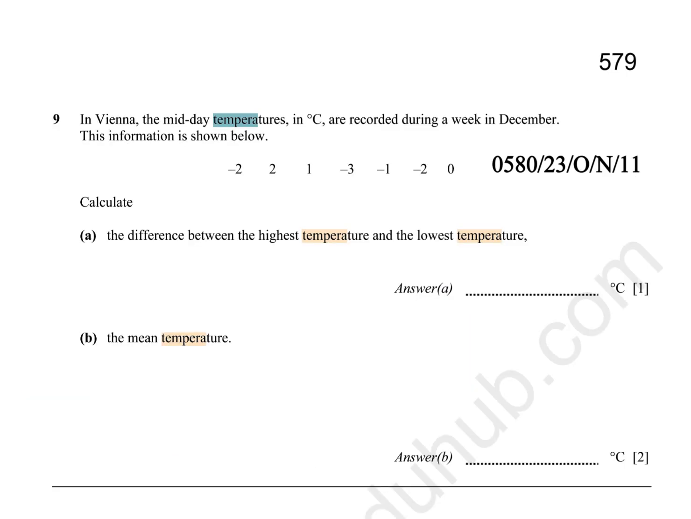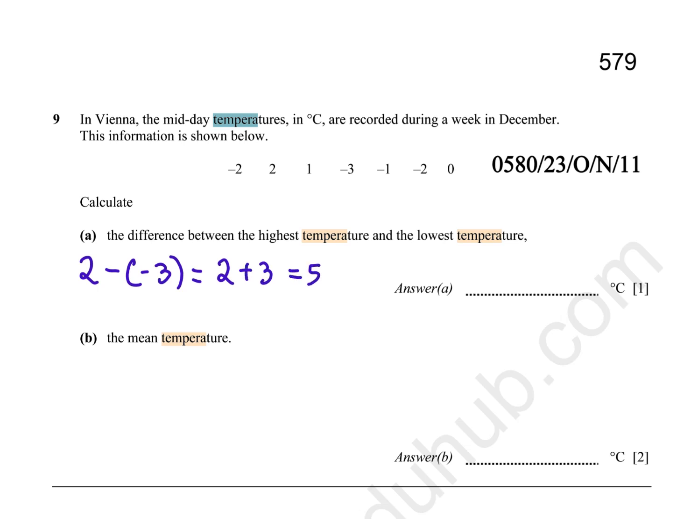Now this question has been taken from October-November 2011 paper 2-3 and question number 9. In Vienna, the midday temperatures in degrees Celsius are recorded during a week in December. This information is shown below. Calculate the difference between the highest temperature and the lowest temperature. Now the highest temperature, as you can see, is 2, so that's 2 degrees Celsius. And the lowest temperature is -3. So the difference between them is 2 plus 3, which is 5.